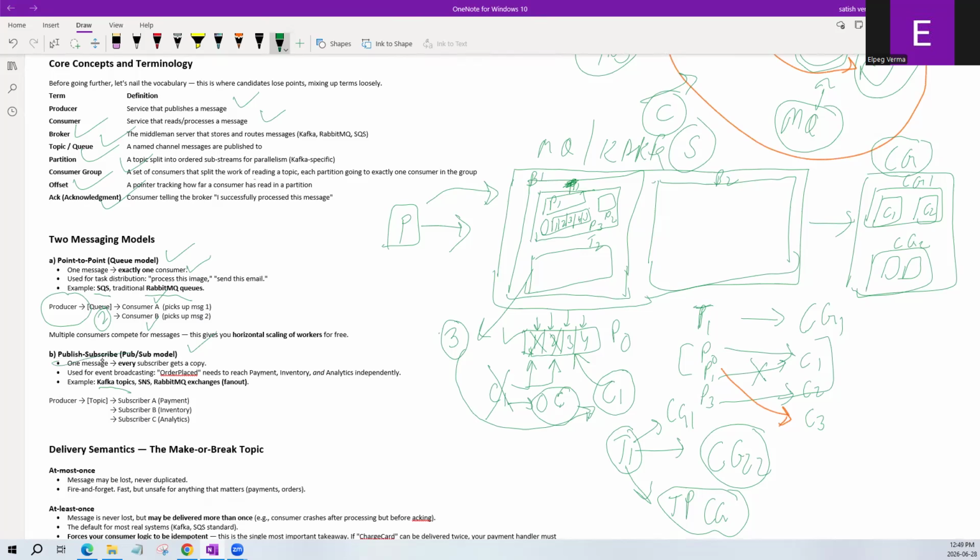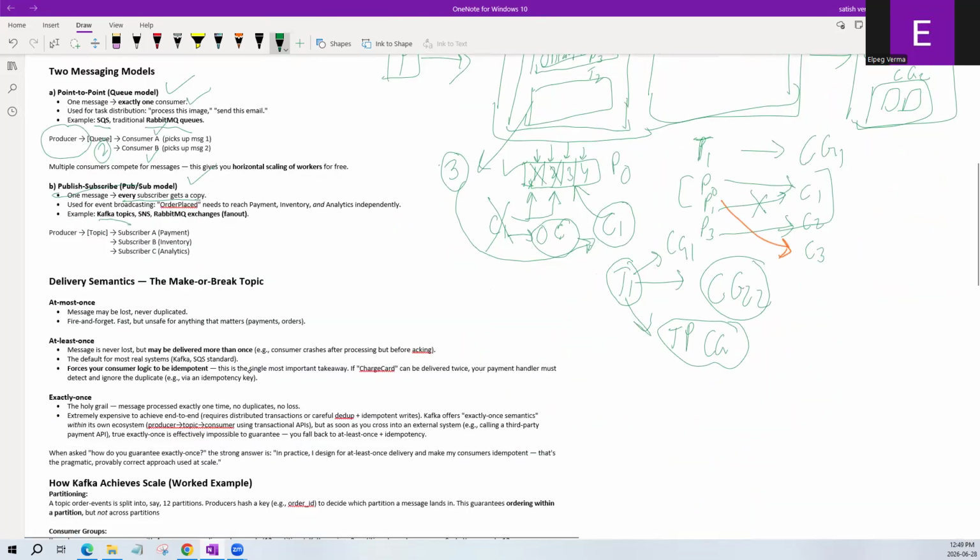Now, PubSub model. So what I will explain here, this is a PubSub model. One message, every subscriber gets a copy, used for event broadcasting. Okay, just like we discussed earlier, right? Payment, inventory, analytics, whatever. Example: Kafka topic, SNS, RabbitMQ exchange. RabbitMQ exchange, fan out, right? Fan out.